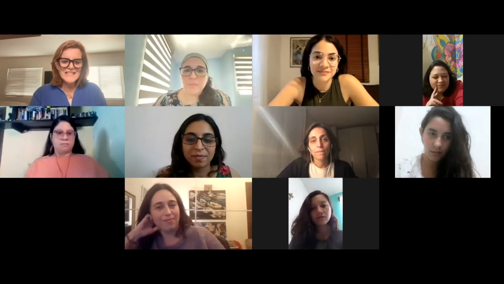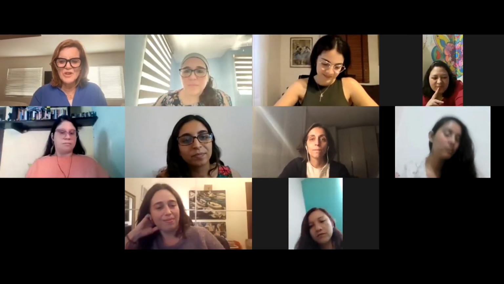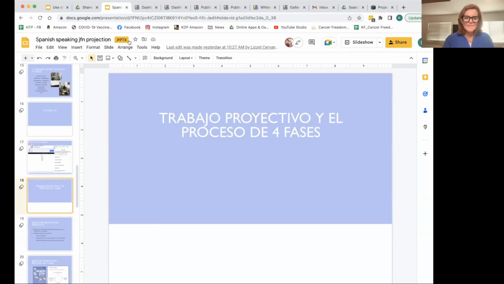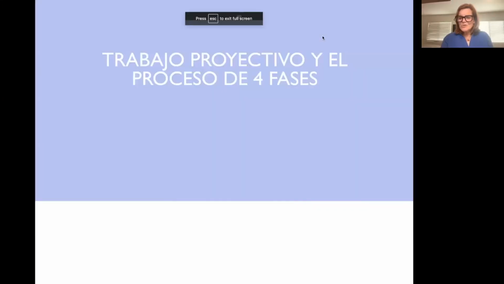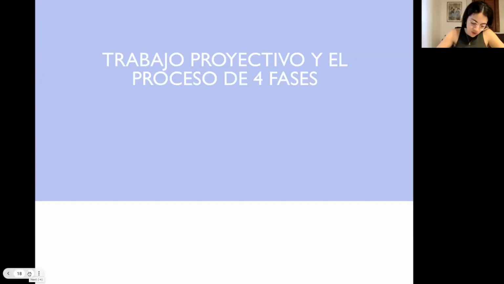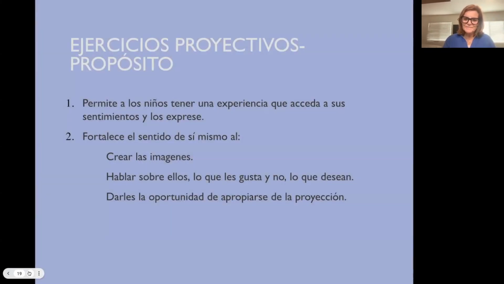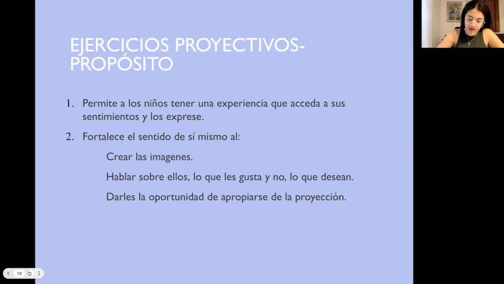All right, so I'm just going to go through a couple points about the Oaklander model. Because even when you chose the card at the beginning, when you said how you're feeling, you were projecting something onto that image, that card that you picked.